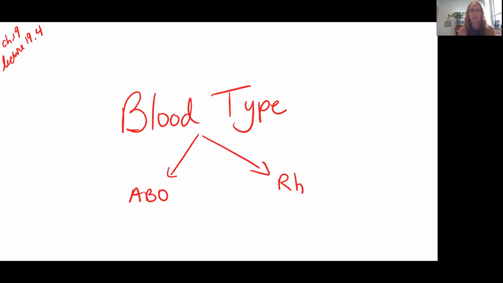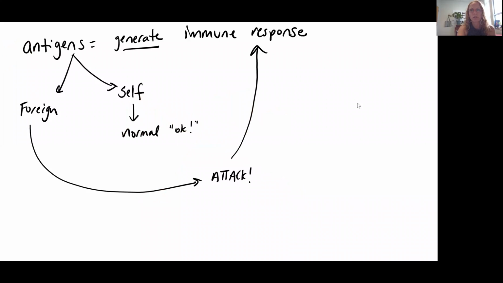Before we actually start looking at blood types, we need to define a few terms. The first term that we need to define is the word antigen. Antigens are named because they generate immune responses. All cells have little protein markers as part of the cell membrane. Remember, we talked about glycoprotein markers way back in AMP1.